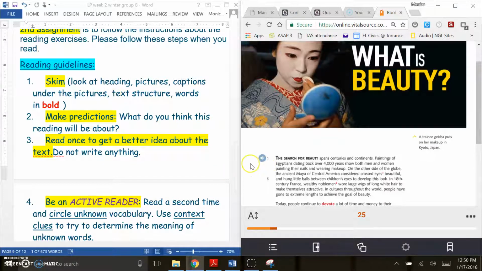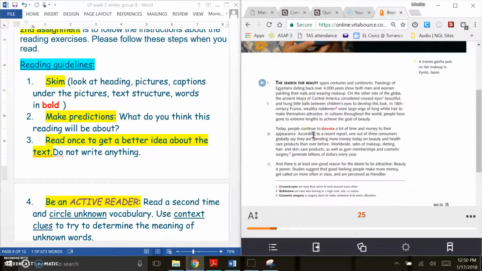What does that mean? So for example, in this page I see that I have 1, 2, 3 paragraphs. I just want to know, what kind of text am I reading? Does this have just tables and charts, or is it all writing? So I just see paragraphs, and I see that at the top, I have my first 4 words in bold. I'm just going to observe, what does this page look like?